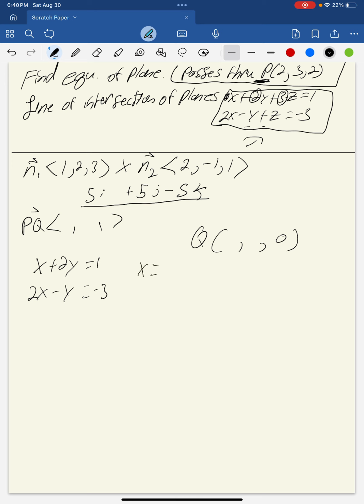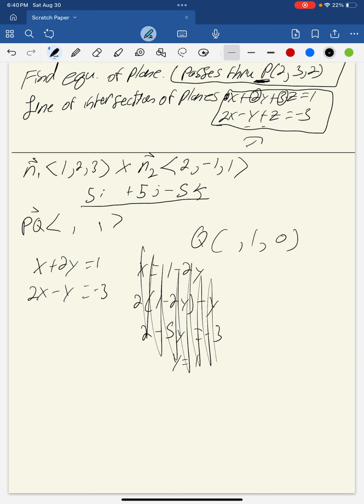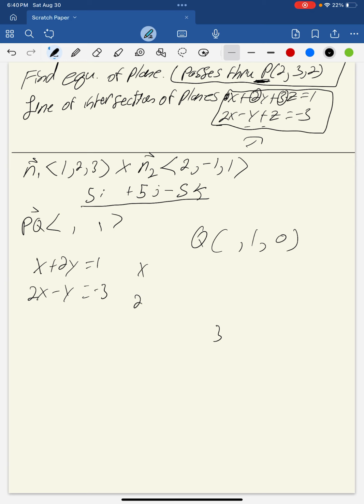So x equals 1 minus 2y. And then 2 times 1 minus 2y minus y is going to be 2 minus 5y. So y is going to equal 1. And then for the first part, we just add that y equals 1 back to here. So x plus 2 equals 1 minus 2. So x equals -1.